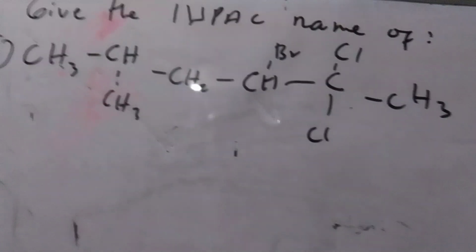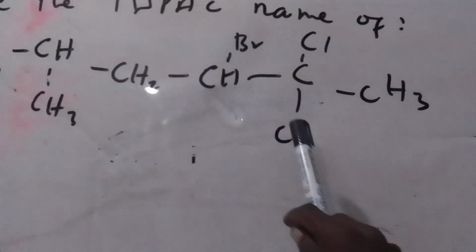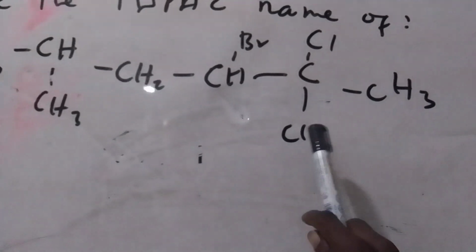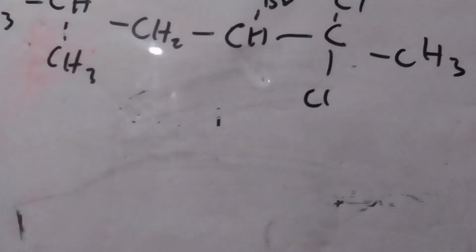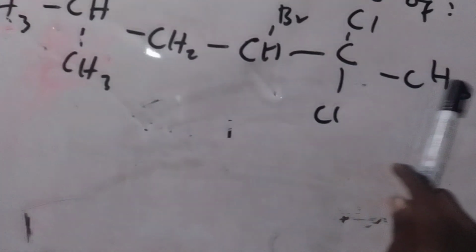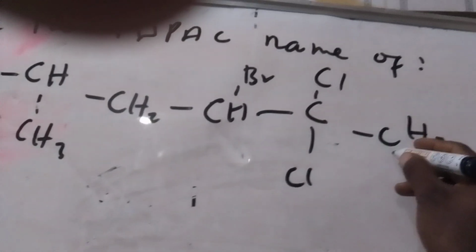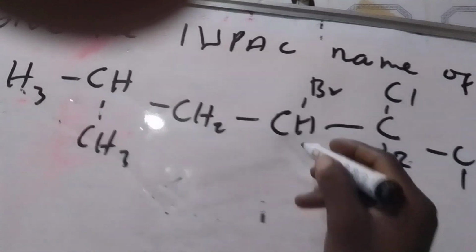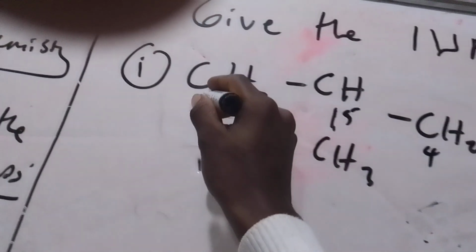Looking at the question now, you will notice that we have chlorine here, that is a halogen group, and a bromine group at this side. So we have to number the compound, and while numbering it, you have to ensure we give the carbon atom carrying the functional group the lowest possible value. Okay, let's do that. So we have 1, 2, 3, 4, 5, 6.